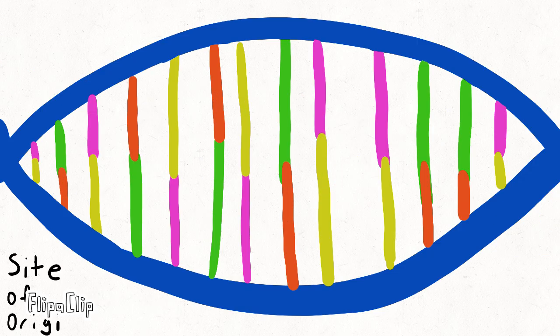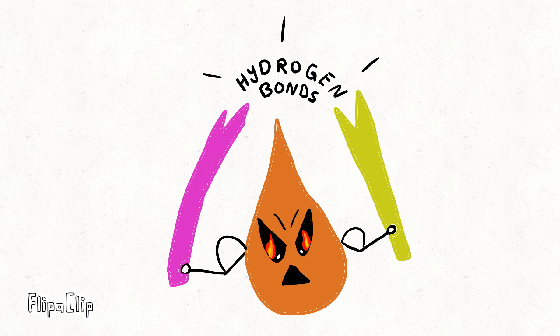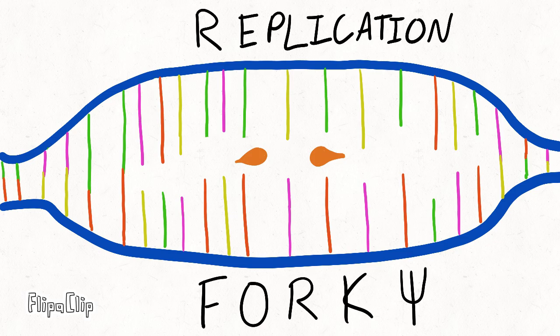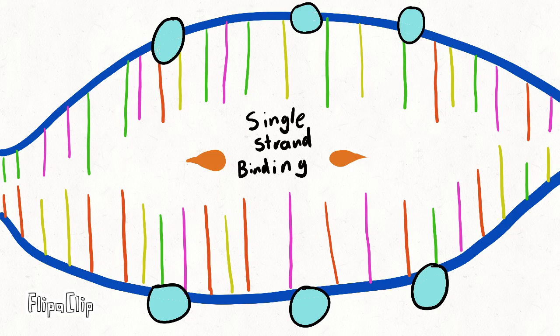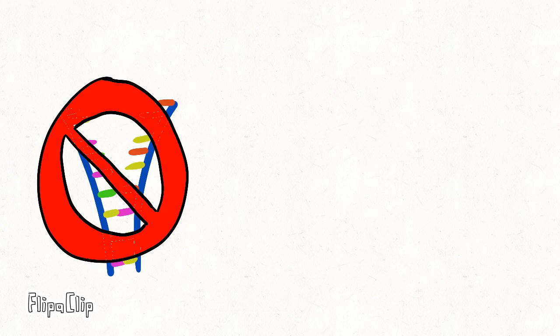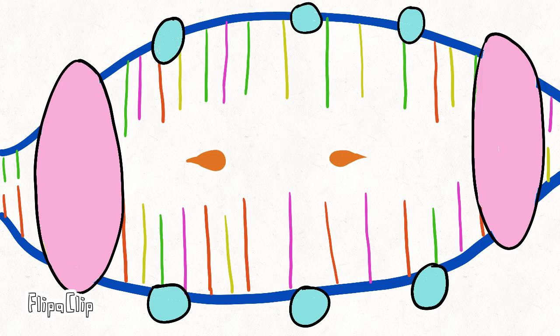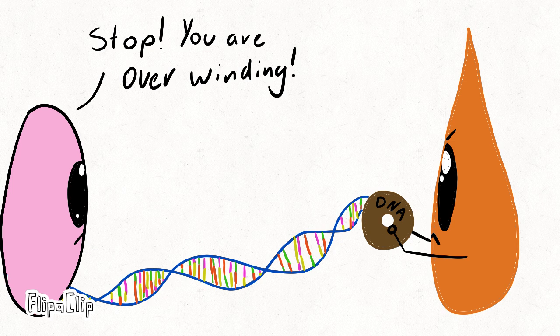At each origin, the enzyme helicase unwinds the DNA double helix by breaking the hydrogen bonds between complementary base pairs. This separation forms a structure called a replication fork, which moves along the DNA as replication continues. As DNA strands are pulled apart, single-strand binding proteins attach to the exposed strands to prevent them from re-annealing or forming secondary structures. Meanwhile, topoisomerase works ahead of the replication fork to relieve tension and prevent overwinding of the DNA.